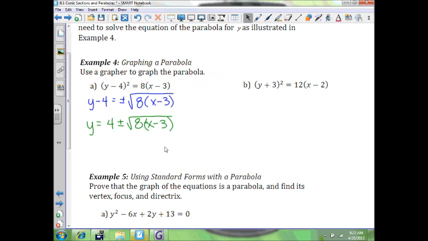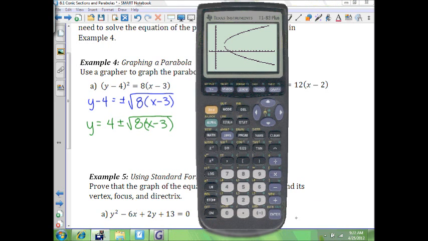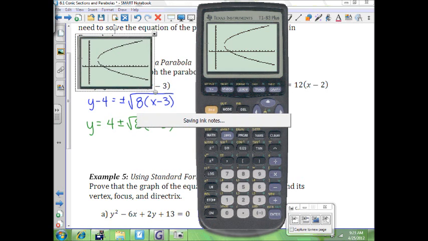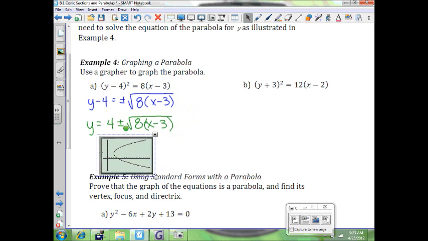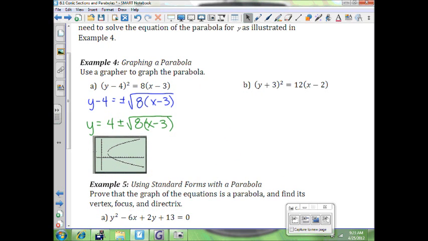So there we have it. There is our parabola that we graphed on our calculator. Now in example B, we're pretty much going to do the same thing. We're going to take the square root of both sides. Then we're going to subtract 3.